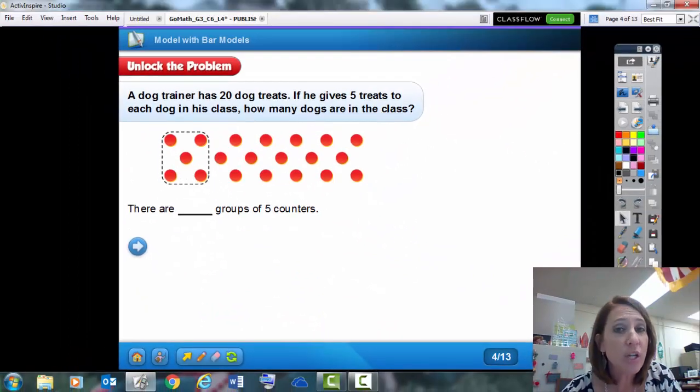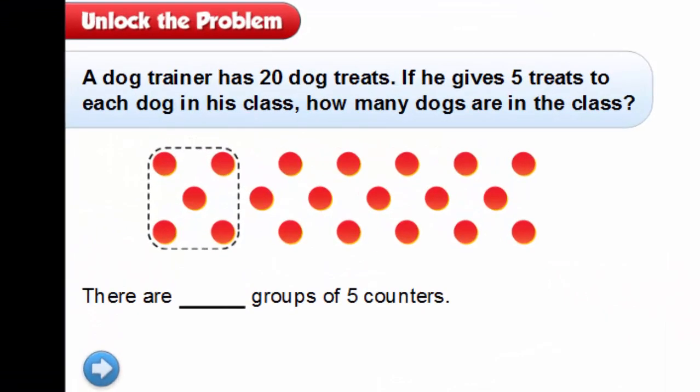Alright, now we're going to mix it up just a little bit. The dog trainer still has the 20 dog treats. If he decides he wants to give each dog 5 treats, how many dogs could be in his class? So now we've changed it up. He doesn't have 5 dogs anymore. Now he has 5 treats that he's giving to each dog.